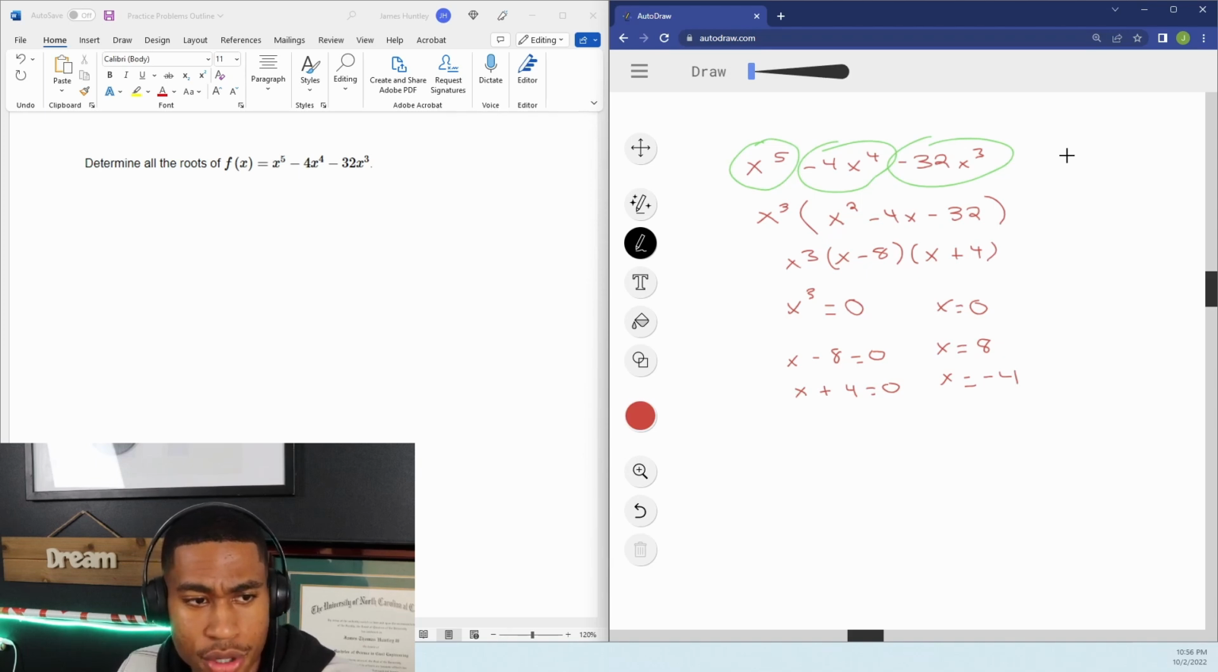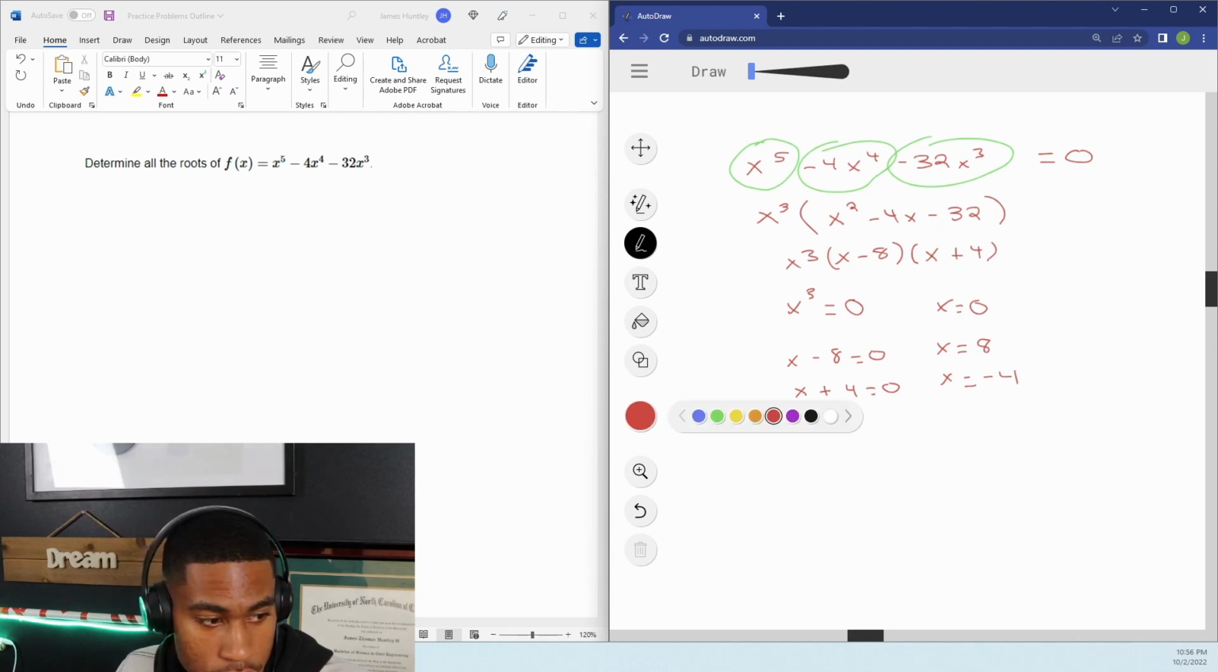All right, so you can always back check this, right? A root just means your y value is equal to 0. So if we plug in x equals 0, are we going to get 0? Yes. If you plug in 8, you're going to get 0 again. And if you plug in -4, you're also going to get 0. So you know that these are in fact your roots.